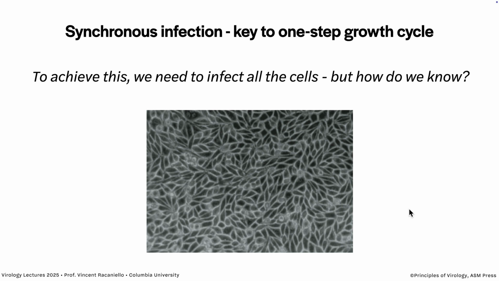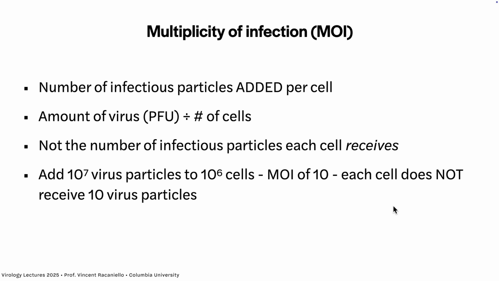Now, a key to the one-step growth cycle is what we call synchronous infection. We have to get all the cells infected. How do we know if all the cells are infected? Well, there is a way for us to know, and that's called the multiplicity of infection, or MOI. MOI is simply the number of infectious particles added per cell. Or, put another way, the amount of virus in PFU divided by the number of cells.